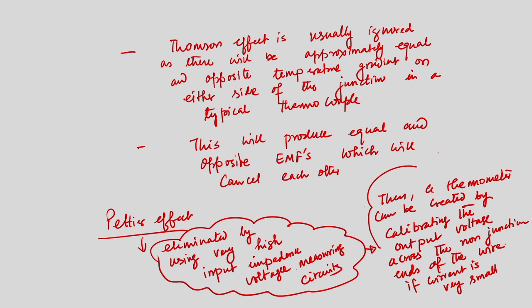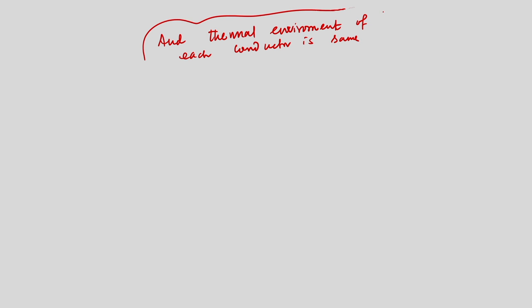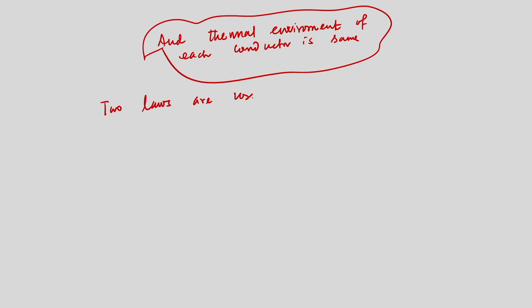And so, this is one problem, and thermal environment of each conductor is same. So, if these two are satisfied, then we can create a thermometer. So, that means two laws are used to construct thermocouple circuits. That means two laws are used to construct the thermocouple circuit.